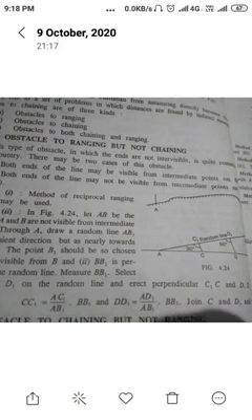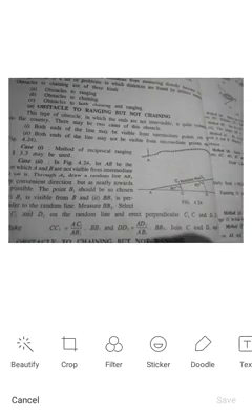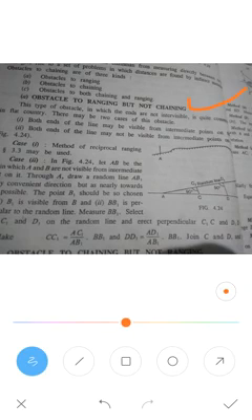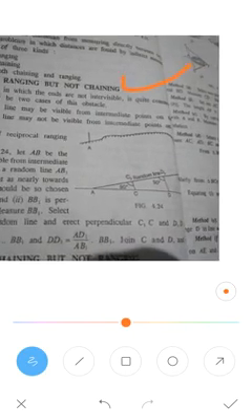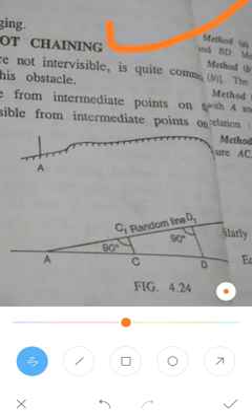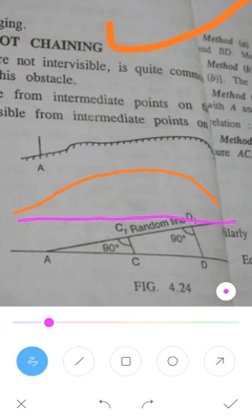See here, this is the first problem. First one is an obstacle only for ranging, not for chainage. Consider this was the hill, the hilltop, where a little bit of bund-like structure is there. This is the ground.